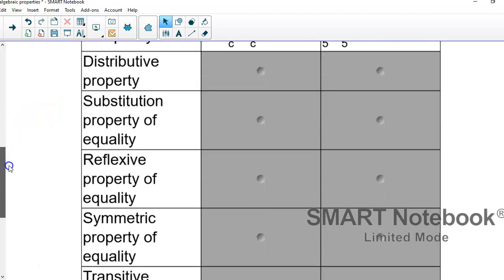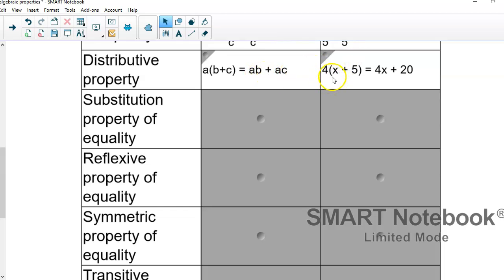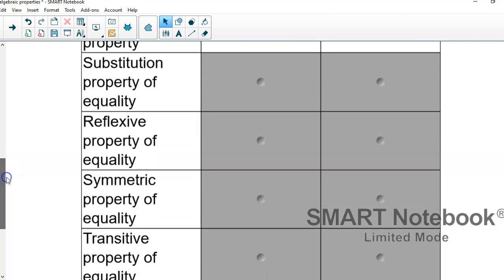The next property should also be familiar from Algebra 1. It's the distributive property. So this one says A times the quantity B plus C equals A times B plus A times C. So an example of that looks like this. 4 times the quantity x plus 5 equals 4x plus 20. You distribute that 4, which means multiply, through, and this is what you get. All right, the next ones may not be as familiar from Algebra 1.